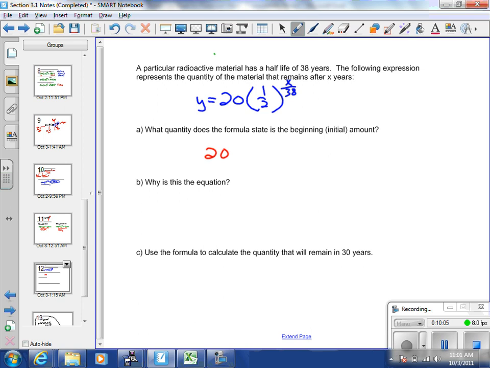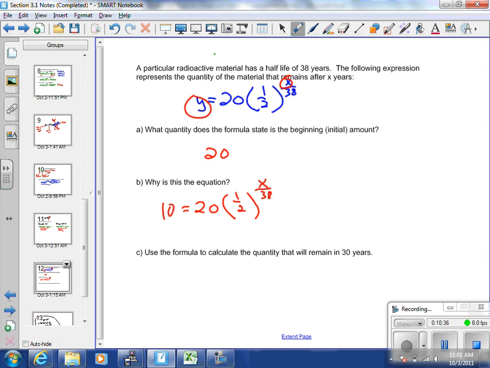Now, why is this the equation? Let me talk about the half-life here. This says how much of the stuff is going to be left after this many years. We're saying the half-life is 38 years. One way to think about it is to ask what y has to be for this to become half of what it started as. It would have to become 10 if it started at 20. Now let's talk about that x over 38.